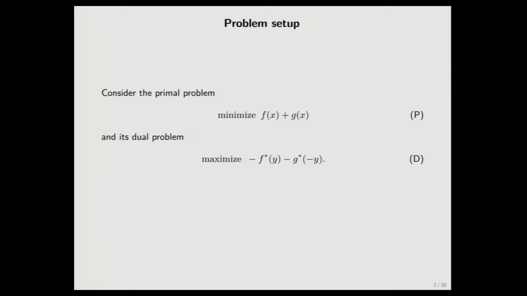Okay, so here's the problem setup. We minimize the sum of two functions, f of x plus g of x, and also write down the dual. When you deal with pathological problems, we often look at primal and dual problems together, because the properties of the other problem also give you, for example, the certificates, or tell you the existence of some kind of improving directions for the other problem. So we look at a pair of problems.